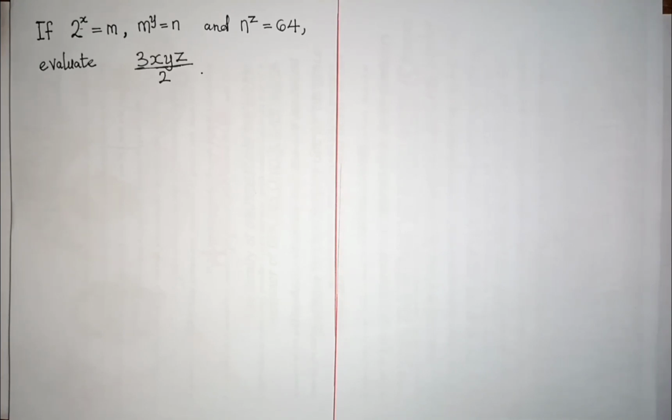Now we have that if 2 raised to power x equals m, m raised to power y equals n, and n raised to power z equals 64, we have to evaluate 3xyz all divided by 2.